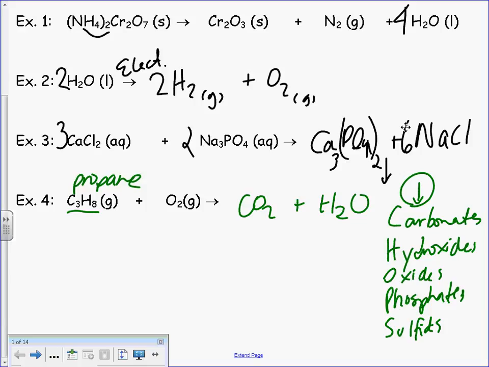Okay, so when you're balancing this, I always start with carbon. So I see 3 carbons. I need a 3 here. I see 8 hydrogens. I need a what here? On the water? 4. How many oxygens total over here on the product side? 10. So that's 6 plus 4 is 10. So I need a 5 right here. There we go. All right, so we can balance.